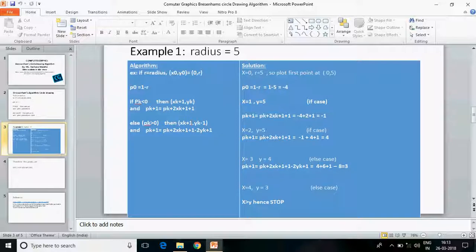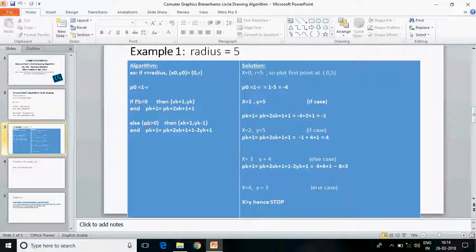In the else part, xk plus 1, yk minus 1. So xk plus 1, 2 plus 1, 3, and y, 5 minus 1, 4. So it became 3, 4. And the new pk value or the new decision parameter equals the old decision parameter 4 plus 2 times xk plus 1, 2 into 3, 6, plus 1, minus 2 times yk plus 1, 2 times 4, 8. The answer being 3. And this 3 is again greater than 0. Therefore, we are in the else case.